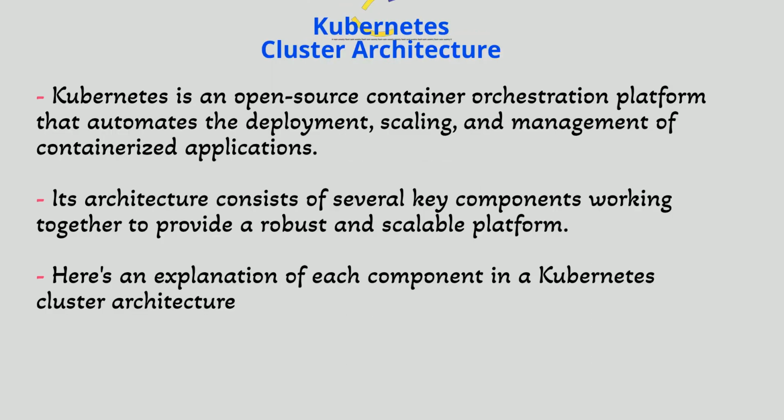Kubernetes is an open-source container orchestration platform that automates the deployment, scaling, and management of containerized applications. Its architecture consists of several key components working together to provide a robust and scalable platform. Here's an explanation of each component in a Kubernetes cluster architecture.